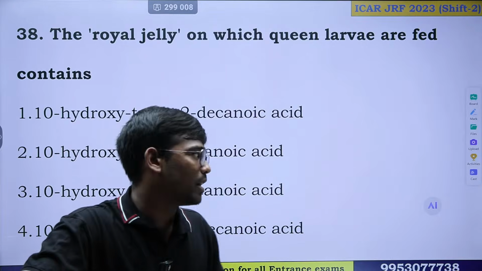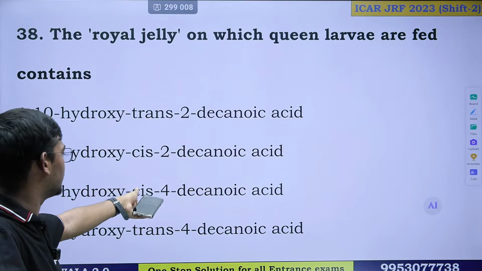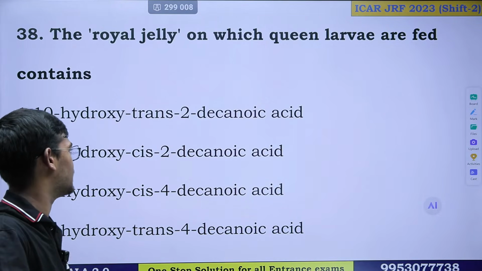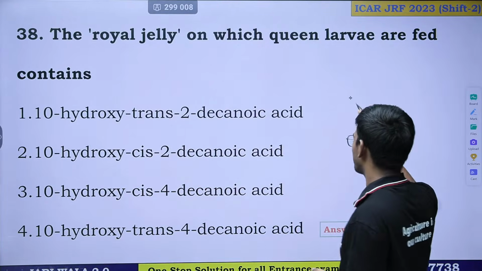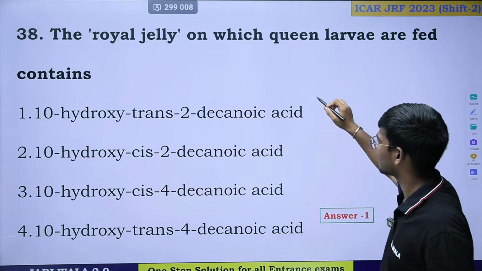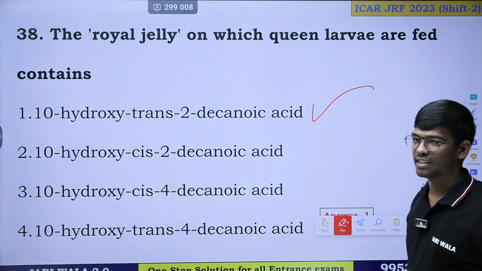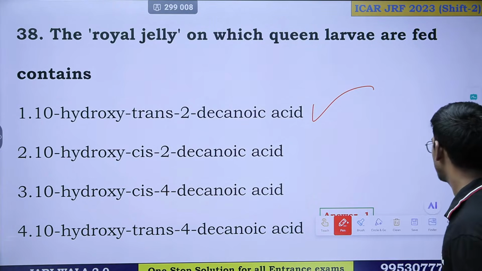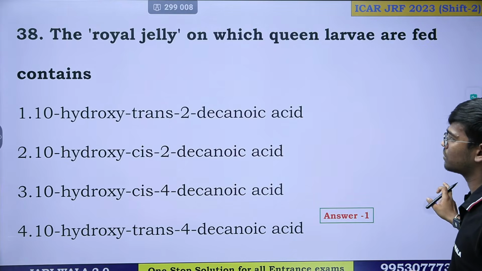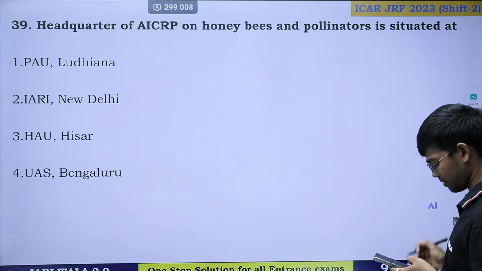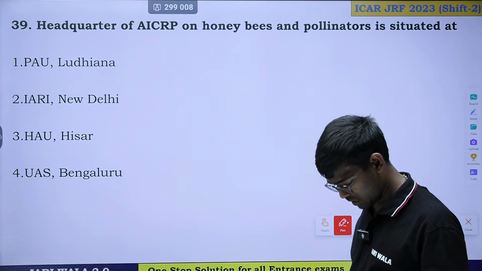Actually, see how this was confusing. Trans means opposite and cis means the same side. 2-decenoic acid, and here they were changing it to 4-decenoic acid. So actually the royal jelly contains 10-hydroxy trans-2-decenoic acid. Okay. Pertinent question. Only Gaming, Nisha and Chayef kept A.